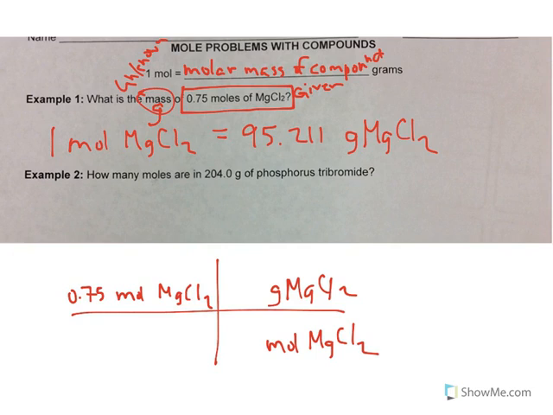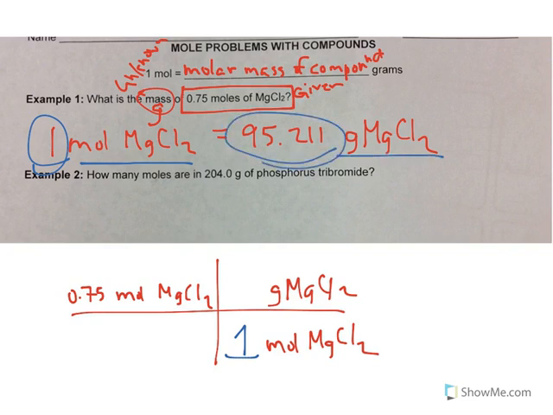All right, so now I want you to look at our equality. In our equality, moles of MgCl2 has a 1. We're going to put that 1 next to moles of MgCl2 in our grid. Grams of MgCl2 has 95.211. So we're going to put that next to grams in our grid.